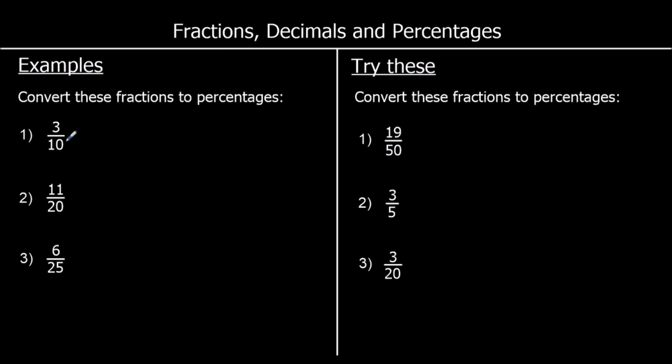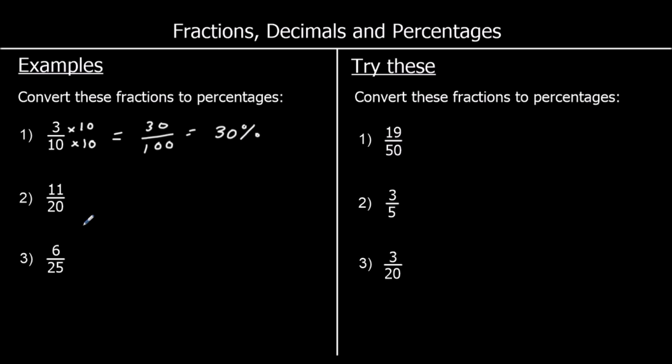So to make the bottom, the denominator, 100, we need to times by 10. So we'll times the numerator, the top number, by 10 as well. So that makes 30 out of 100. And 30 out of 100 is 30%.